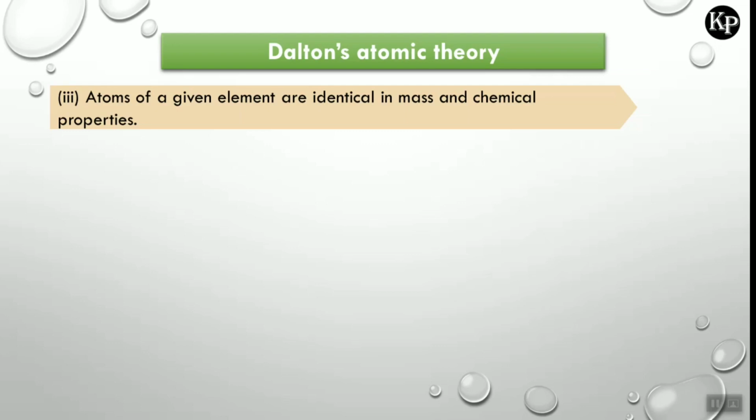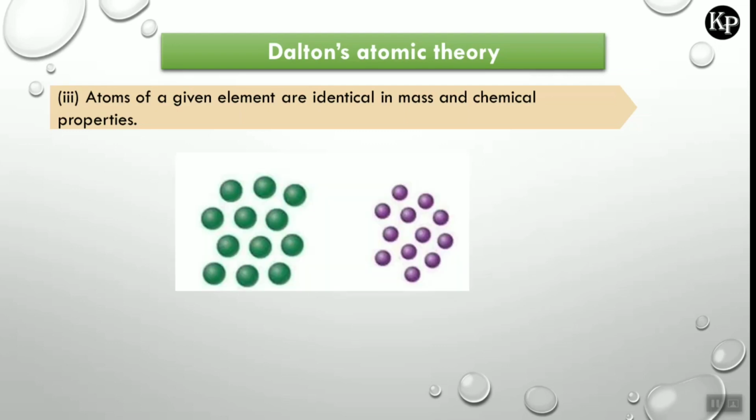Atoms of a given element are identical in mass and chemical properties. If you see here, the green atoms are all atoms of the same element. Every atom of the same element is identical in mass, and the chemical properties are also the same. So all the green atoms have the same mass as well as the same chemical property, and these purple atoms have different chemical properties and different mass. In other words, all the atoms of one element are similar in mass as well as in chemical properties.